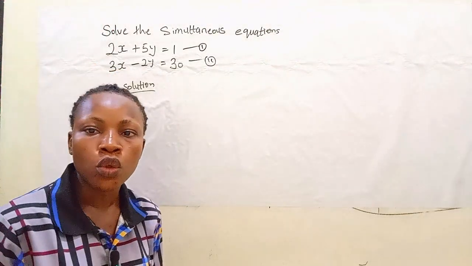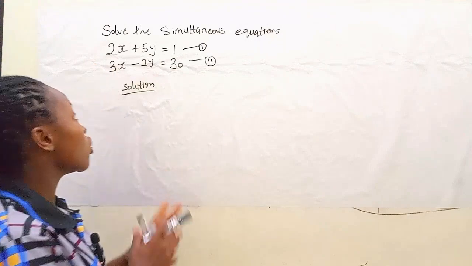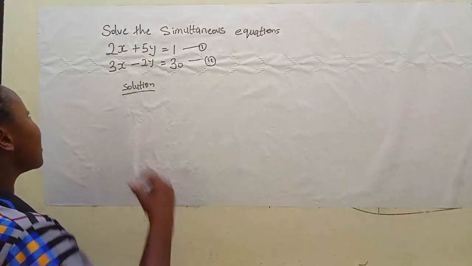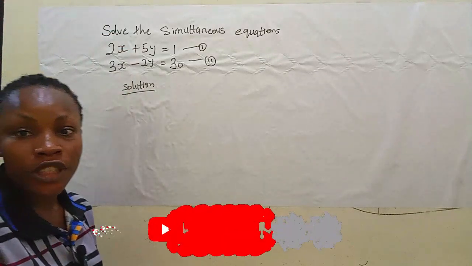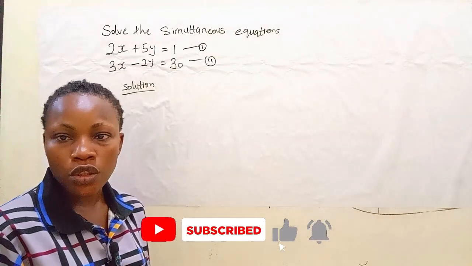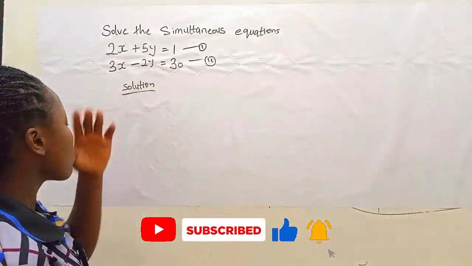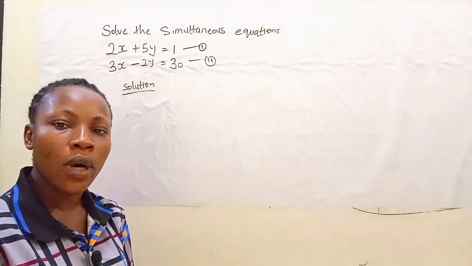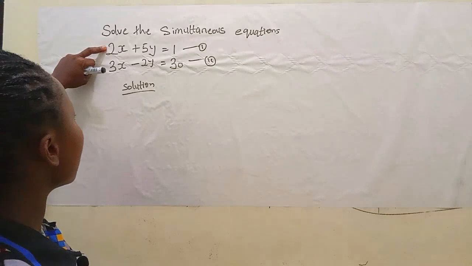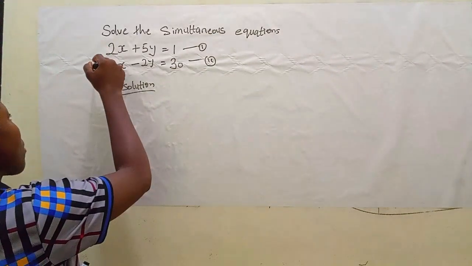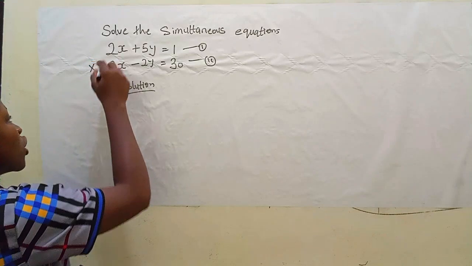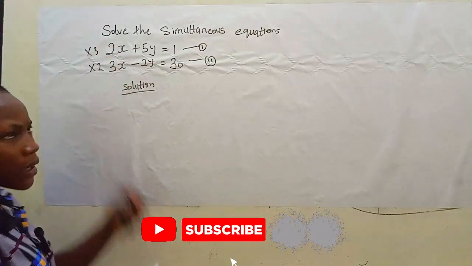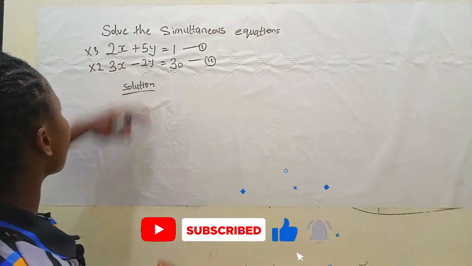So what we are to do is, if we want to eliminate x, we are to multiply equation 1 with the coefficient of x in equation 2, and also multiply equation 2 with the coefficient of x in equation 1. So the coefficient of x we have here in equation 1 is 2. So we are multiplying equation 2 by 2, while we are multiplying equation 1 by this 3. So let's go.